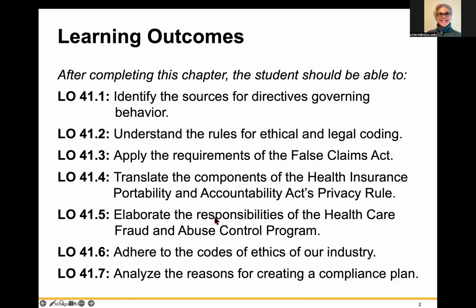Here's what you should be able to do after this chapter. You're going to identify where legal directives come from and spot unethical coding behaviors very quickly. You're also going to connect fraud laws, HIPAA privacy, and compliance programs to daily workflow.